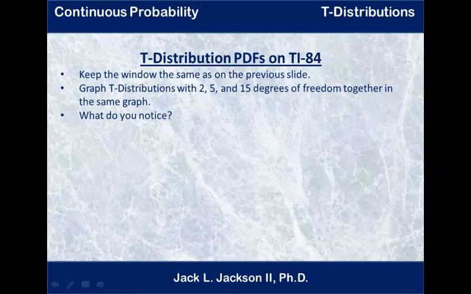Keep the window the same as on the previous slide, and let's have you do this one. Graph T distributions with 2, 5, and 15 degrees of freedom. This is 3 different distributions. Graph them at the same time on the same screen on your calculator. And then tell me what you notice. Compare and contrast them and tell me what you notice. So let's stop here for just a second, let you do that and then come back. Press pause now.